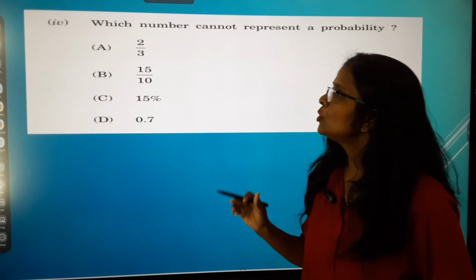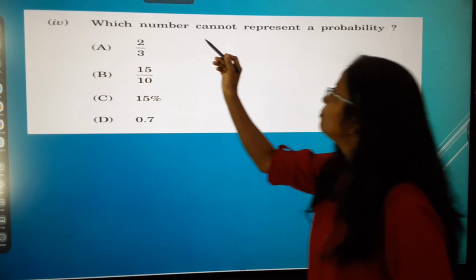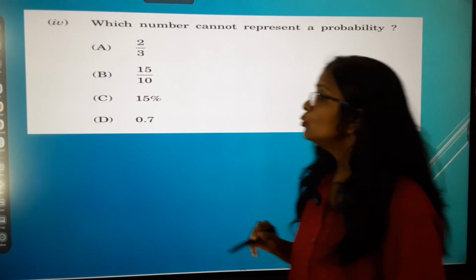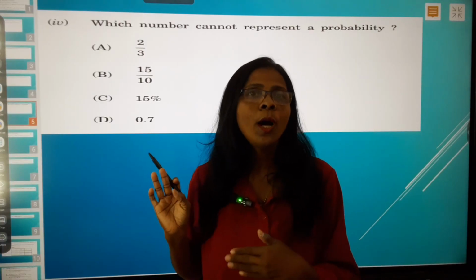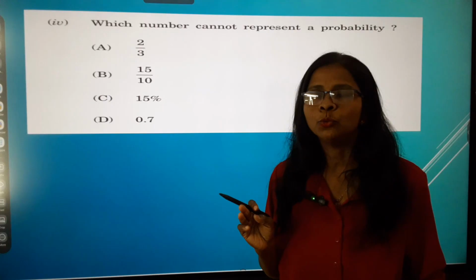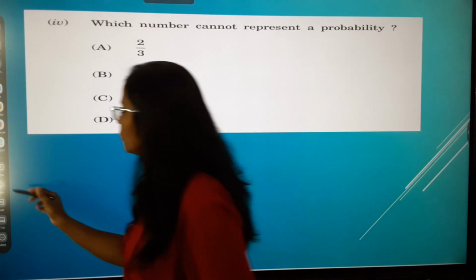Now students, see the fourth question: which number cannot represent the probability? Students, this question also appeared in March 2022. Very easy question, students.